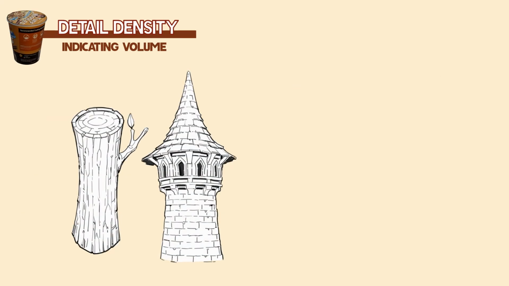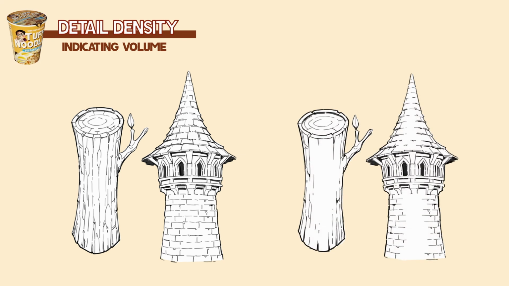We can also utilize detail density to indicate volumes better as well. On cylindrical forms, the textures become more dense and compressed as it reaches the sides.